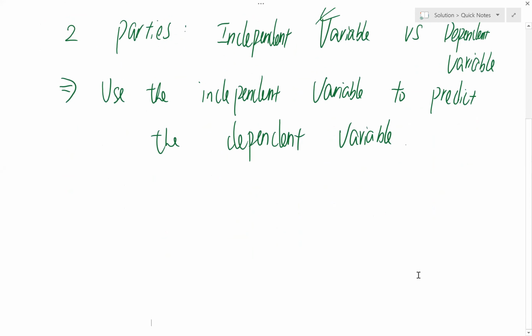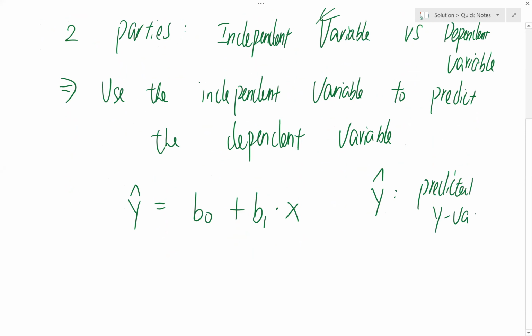The model itself looks very straightforward. It's basically a linear model: Y hat equals B0 plus B1 times X. Here, Y hat represents the predicted Y values. The dependent variable we always call Y. The independent variable is always X.